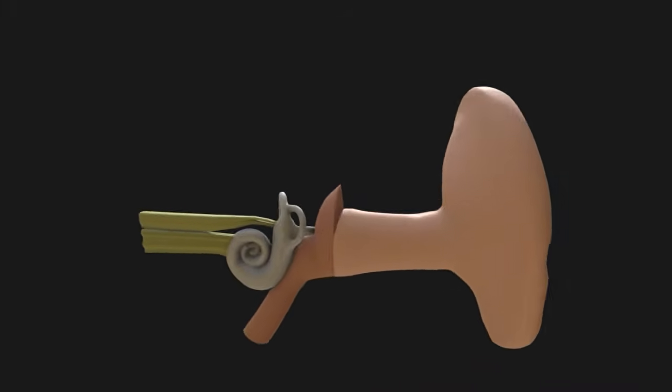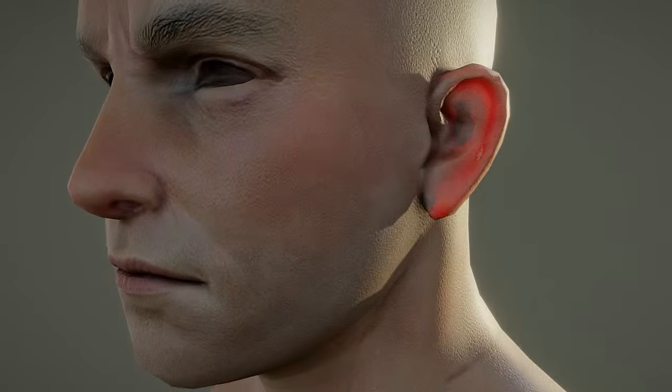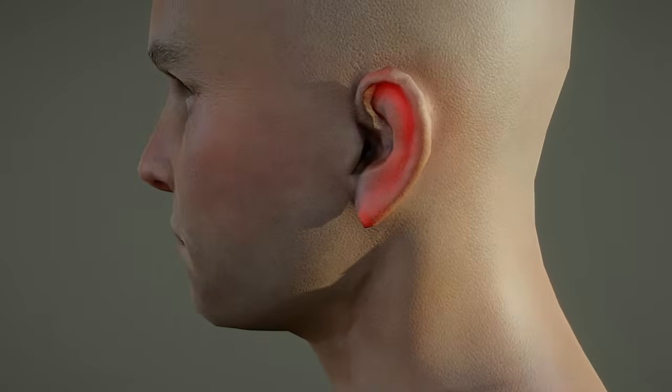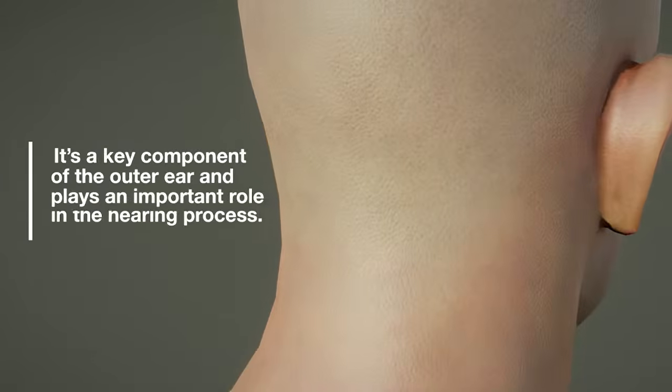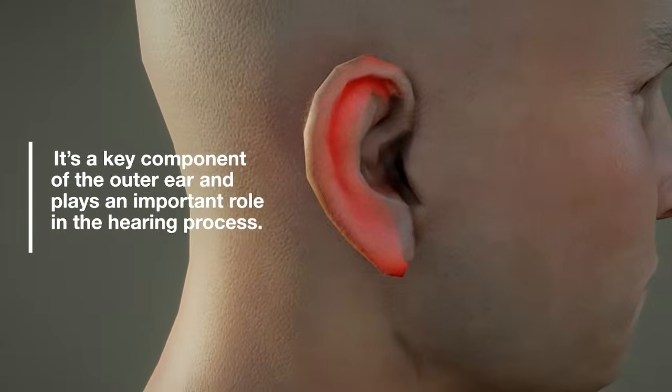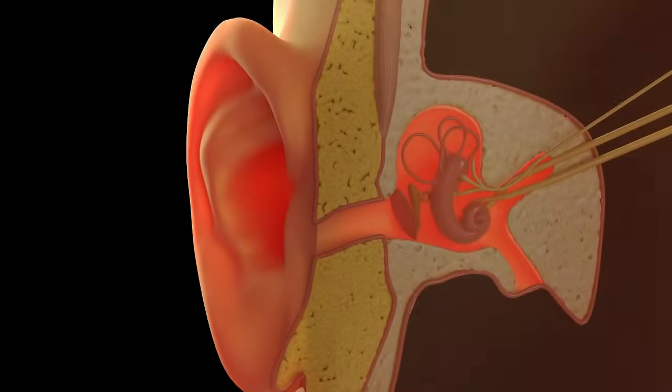It has two main components, which are pinna and ear canal. Pinna. The pinna, also known as the auricle, is the visible part of the ear that is located on the outside of the head. It's a key component of the outer ear and plays an important role in the hearing process. Here are some details about the pinna.